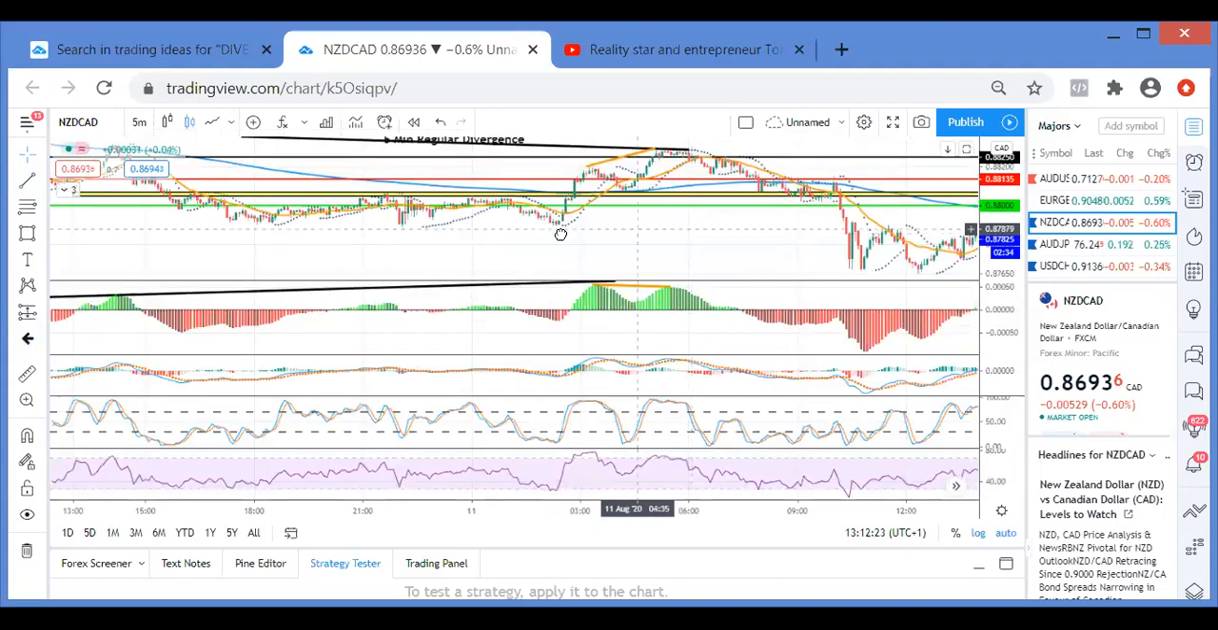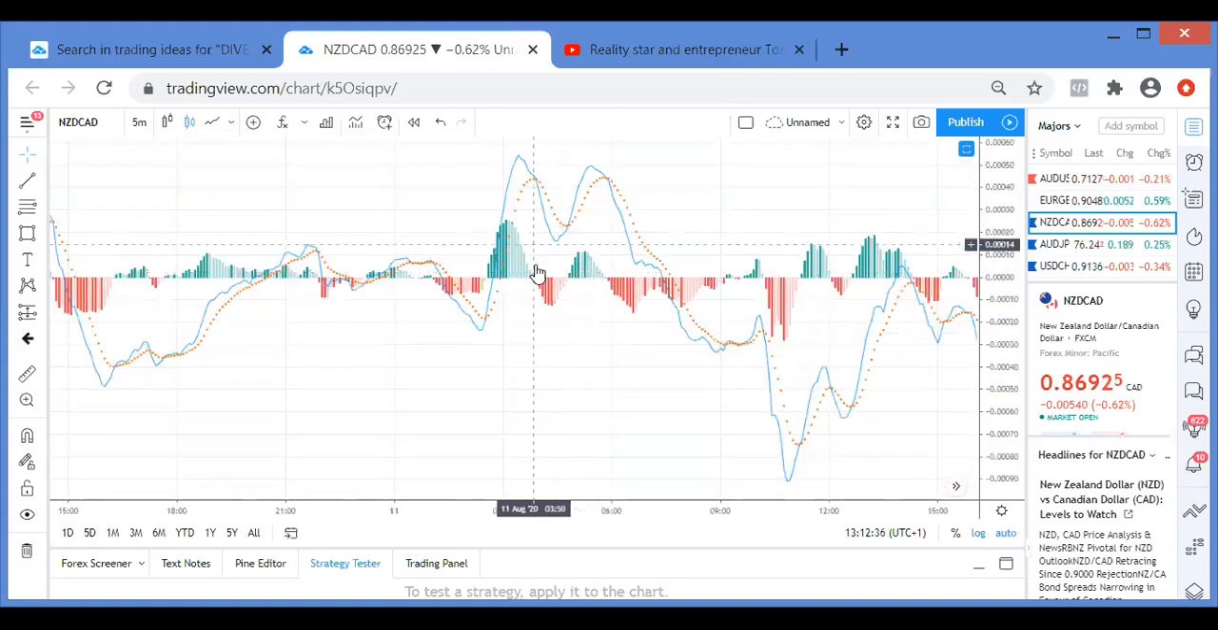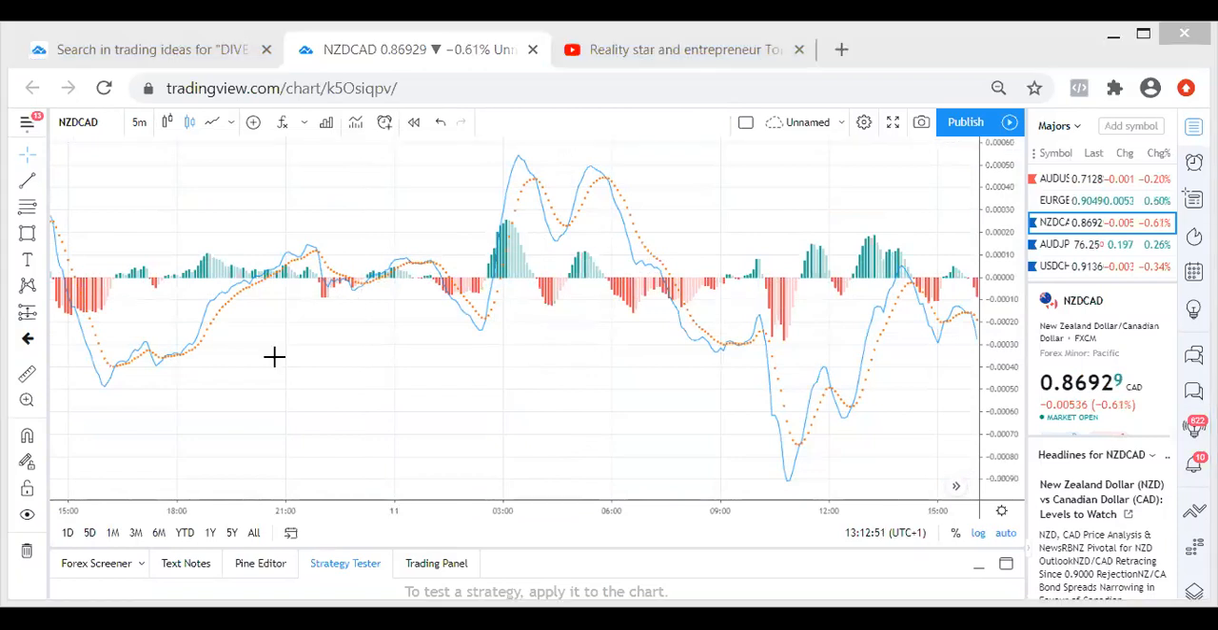Now, when I see that, what do I do? I wait for the MACD to cross. So remember, this peak here on my other MACD, it's the same thing. These greens represent the highs, and these reds represent the lows. So on the 5-minute chart, I'm waiting for my MACD to cross.